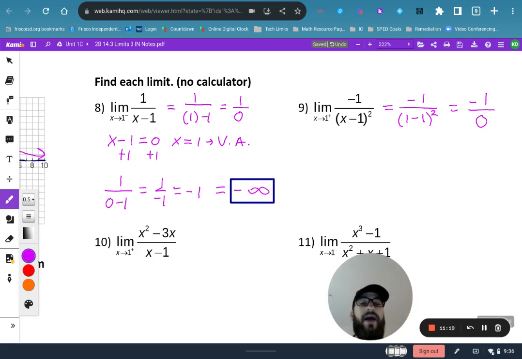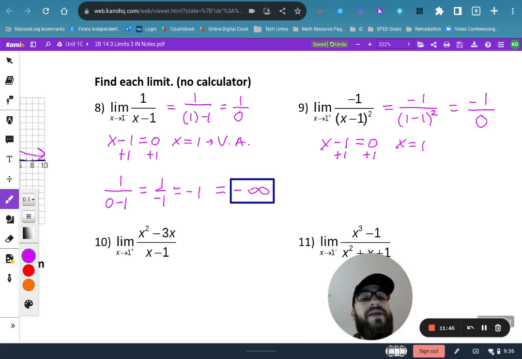vertical asymptote. I have that x minus 1 squared, but I don't set both x minus 1's equal to 0. I only set the one. So x minus 1 is equal to 0. Add 1, and we get x is equal to 1. Okay, so our vertical asymptote once again is that x is equal to 1.